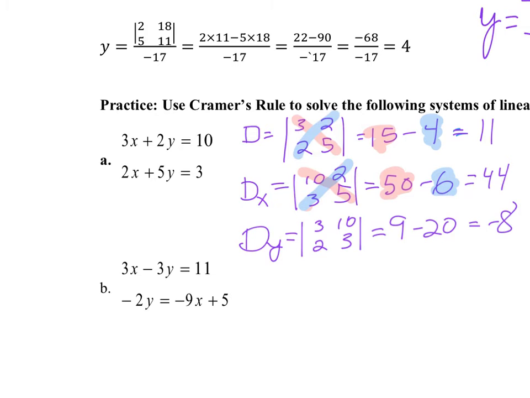Whoops. I keep forgetting to change. There we go. 9 minus 20 is negative 8. No, it isn't. It's negative 11. Oh, goodness.